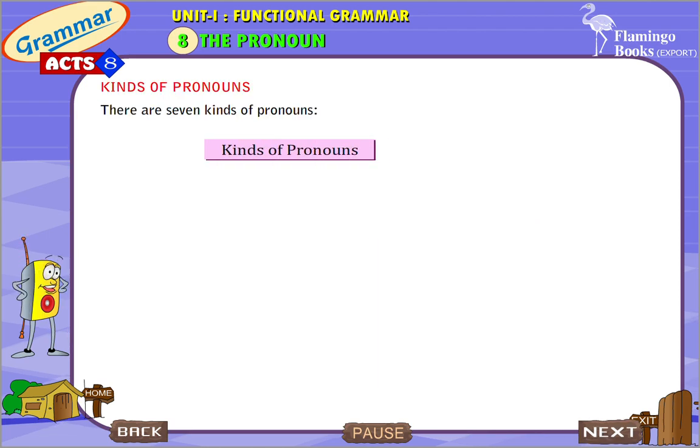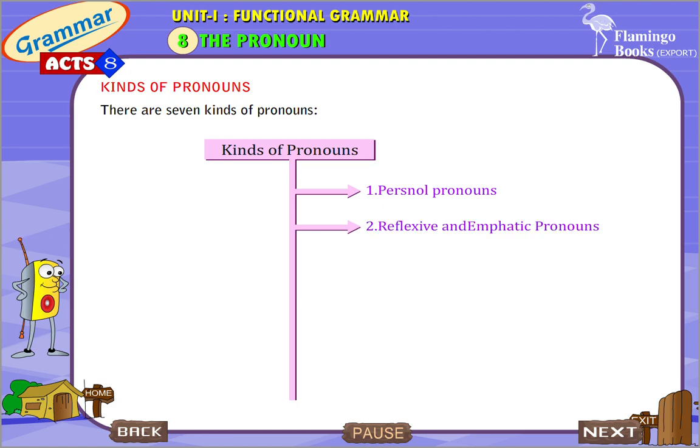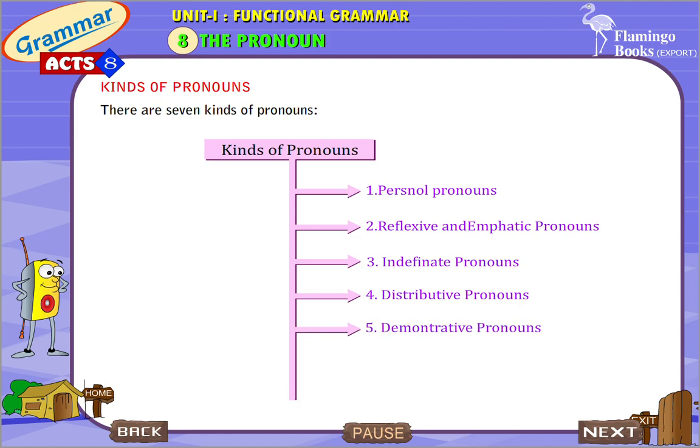Kinds of pronoun. There are 7 kinds of pronouns: personal pronouns, reflexive and emphatic pronouns, indefinite pronouns, distributive pronouns, demonstrative pronouns, relative pronouns, interrogative pronouns.